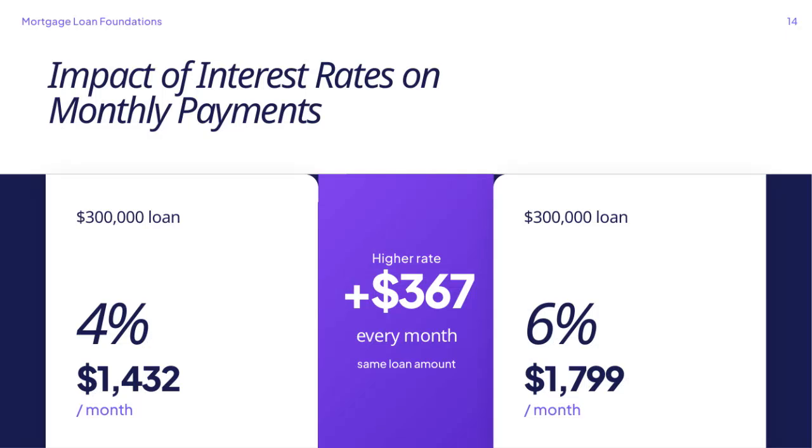Let's take a closer look at how interest rates affect your monthly mortgage payments. For a $300,000 loan at a 4% interest rate, your monthly payment would be about $1,432. Now, if that interest rate increases to 6%, the monthly payment rises to $1,799. That's an additional $367 every month, which adds up significantly over time.